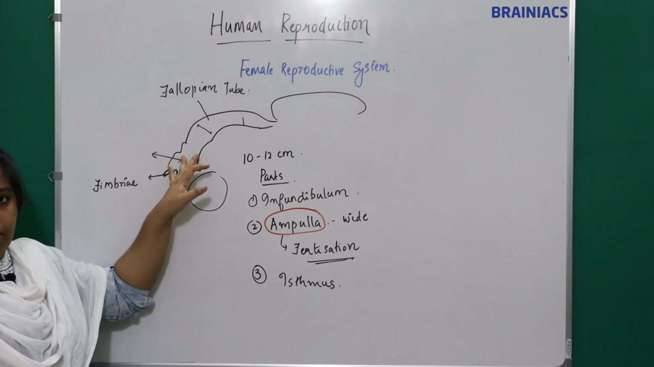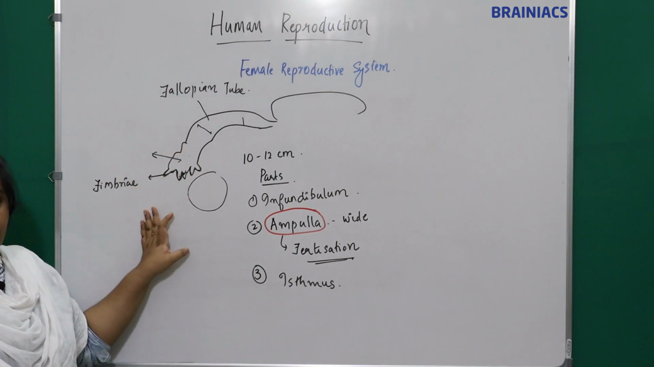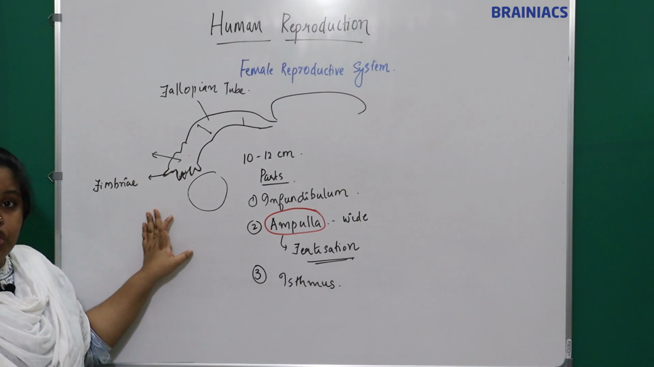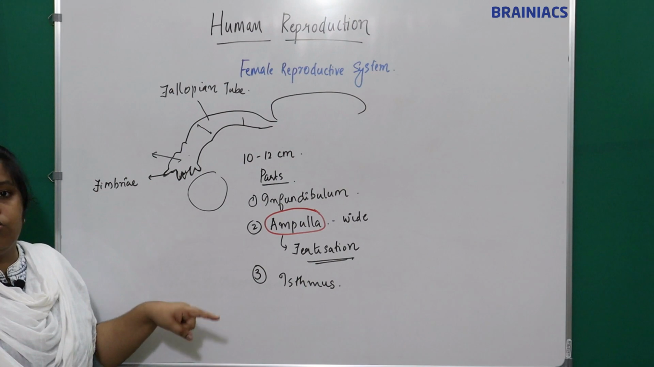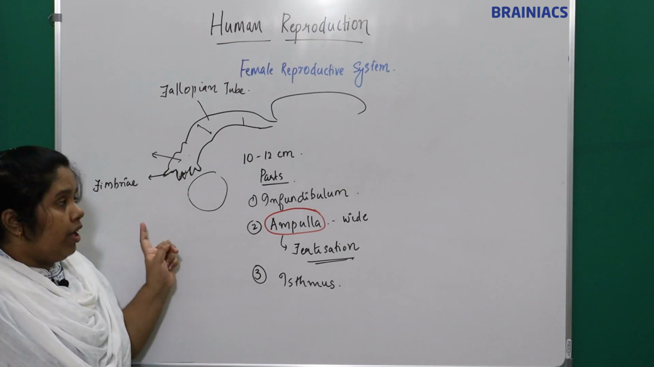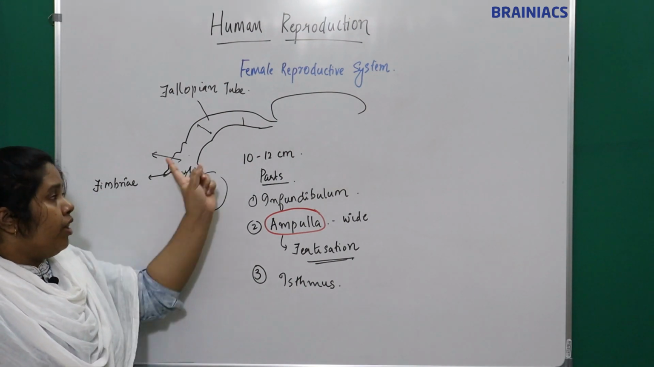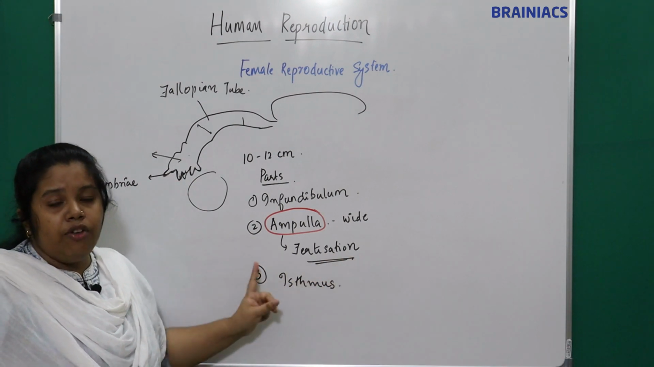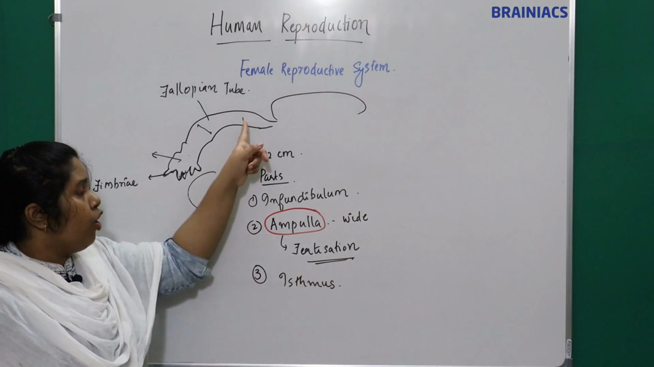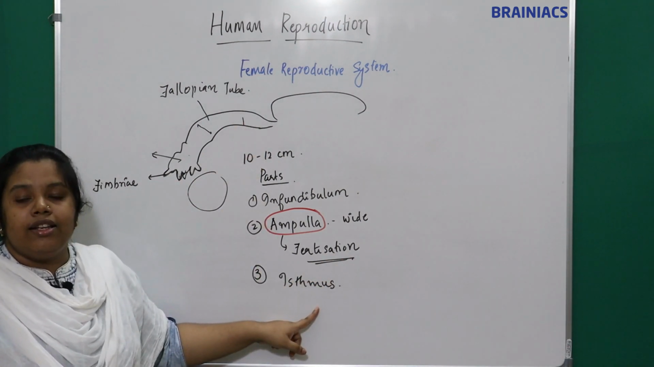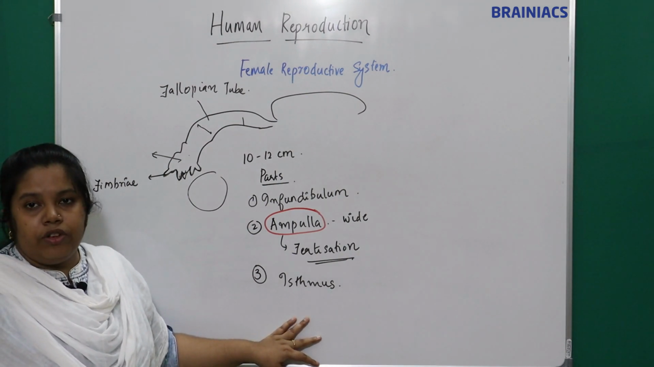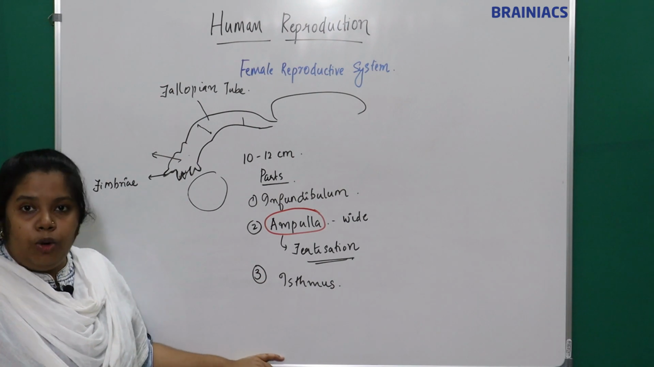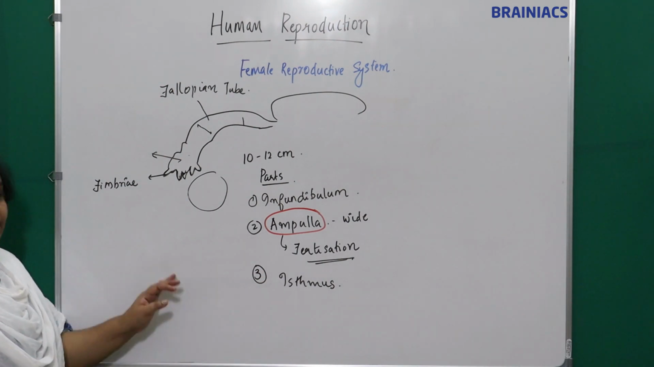First, the infundibular part has finger-like projections called fimbriae to collect the ovum once it is released from the ovary. Then we have the wider part, the ampulla, where fertilization occurs. Then we have a narrow part called the isthmus. These are the different parts of the fallopian tube. That's regarding the fallopian tube.